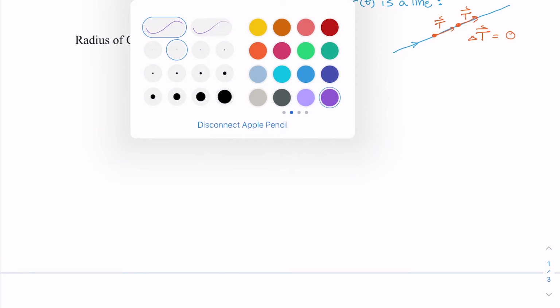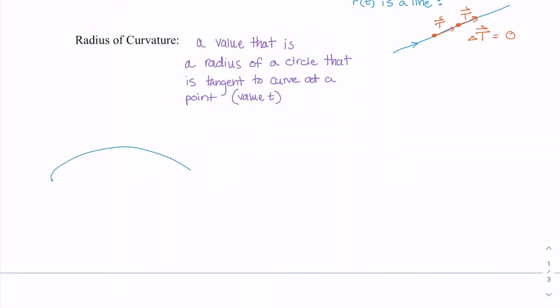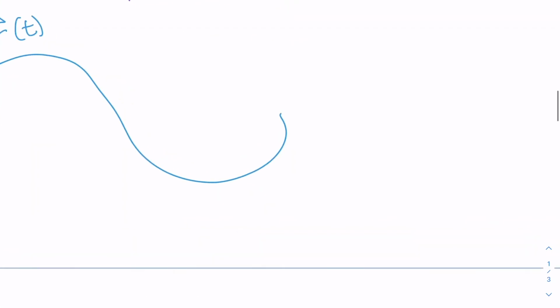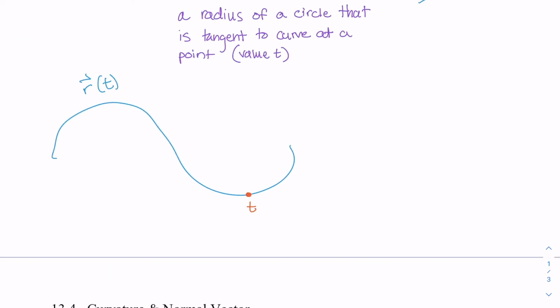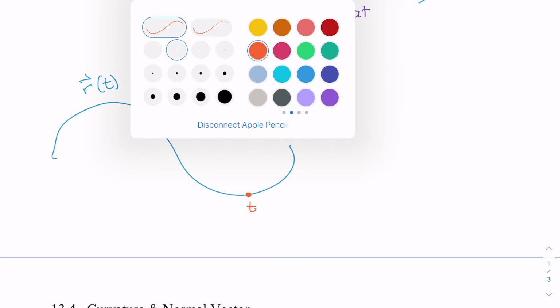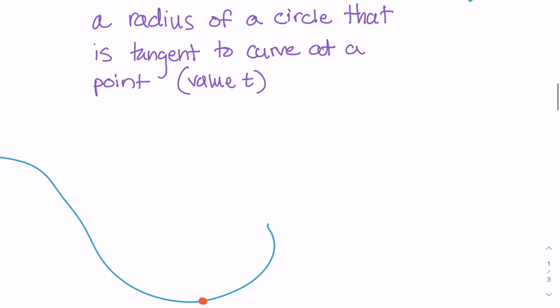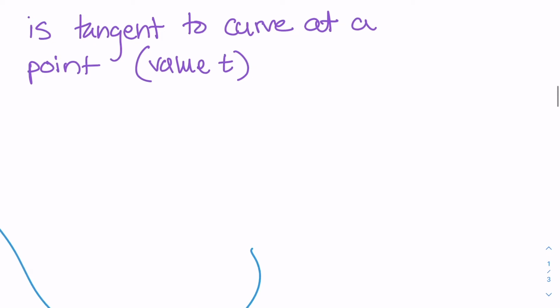Let me draw another example. So here's our example r of t. Let me just pick this point right here. If we pick this point to be our value of t that we're evaluating at, you can imagine it would have a moderate amount of curvature, much more than this point over here. This is probably where the curvature would be maximized on this example curve, somewhere in this region. The radius of curvature is denoted by the Greek letter rho. So we call this rho, because it's lowercase r for radius.